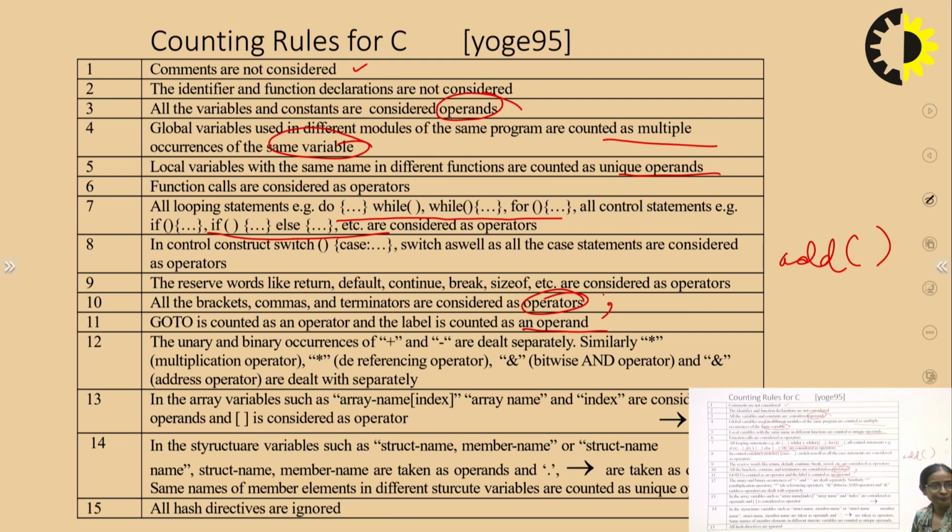In an array, the array name and index are considered operands, and the square bracket symbol is considered an operator. In a structure variable, the structure name and member name are considered operands, and the arrow or the dot are considered operators. Same names of member elements in different structure variables are counted as unique operands. All hash directives are ignored.